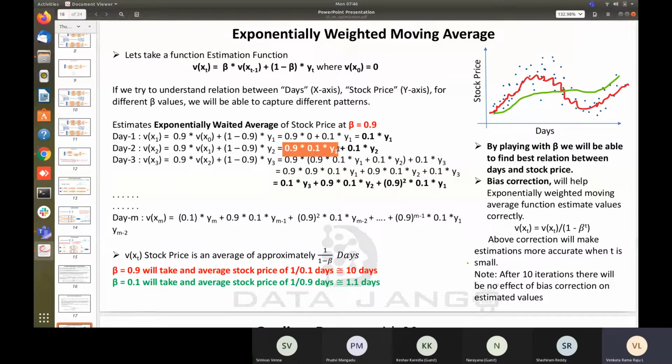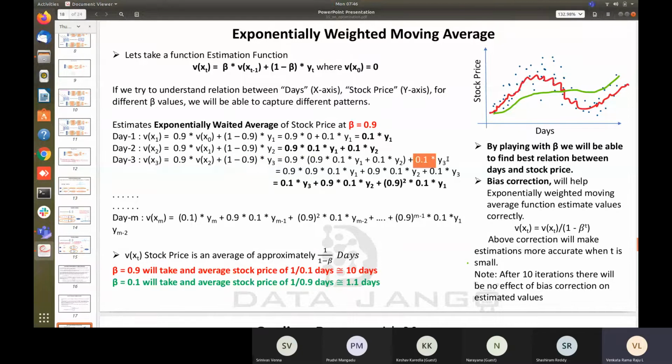yesterday. Okay, if you look at v3, here it is 0.9 into v of x2 plus 1 minus 0.9 into y3. So v of x2, we already know this part, so we substituted that here.